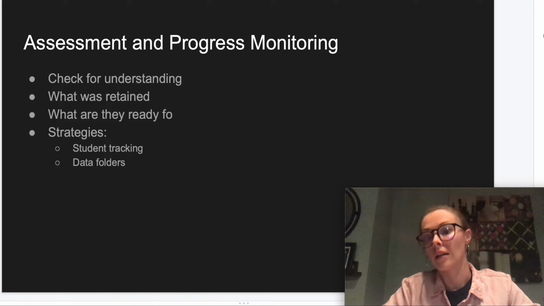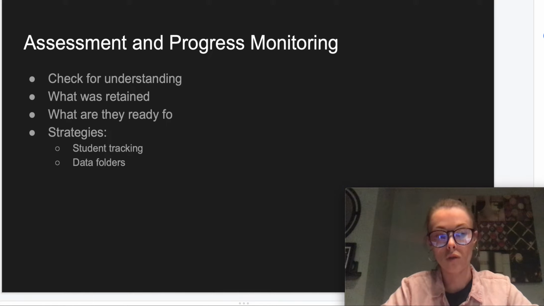Now, that's a lot of data, and it can be very overwhelming to think about how to track that and how to keep all that information together. So one thing you can do is student tracking. And by having students be in charge of tracking specific pieces of data, it makes them accountable for their own learning and helps them to become invested.